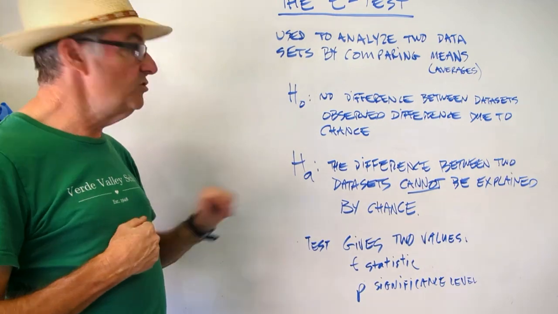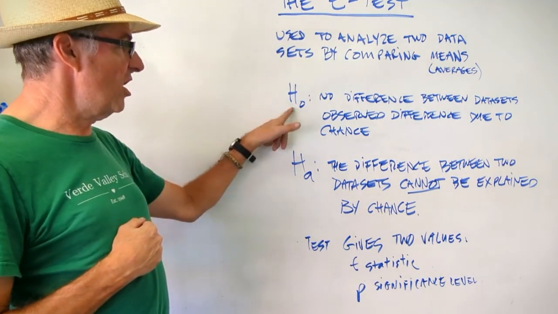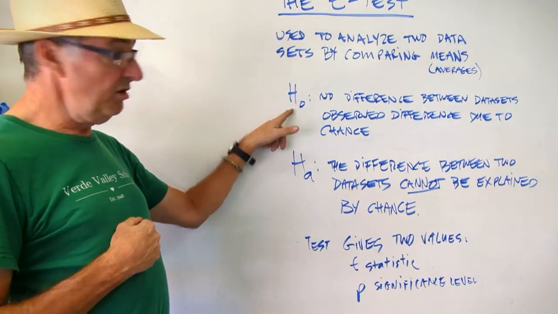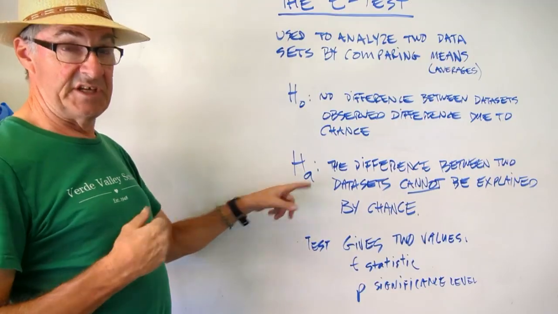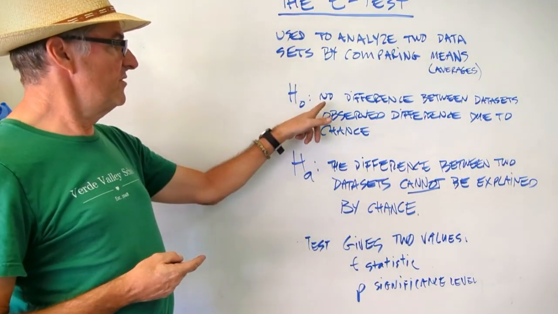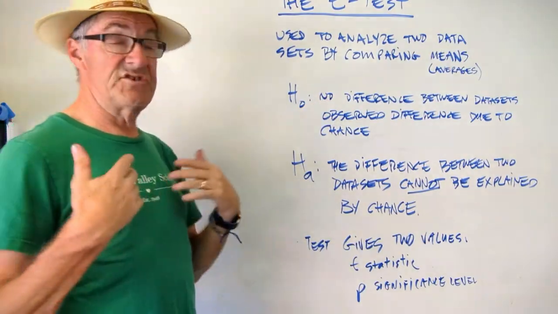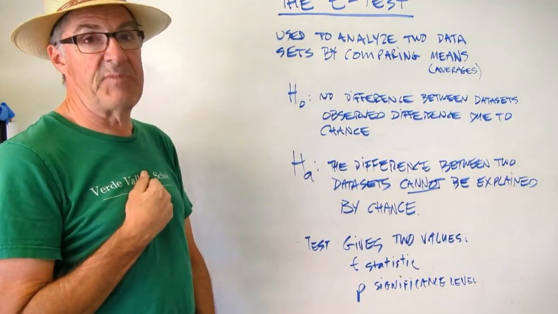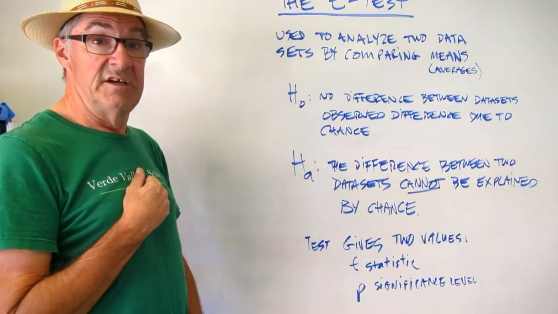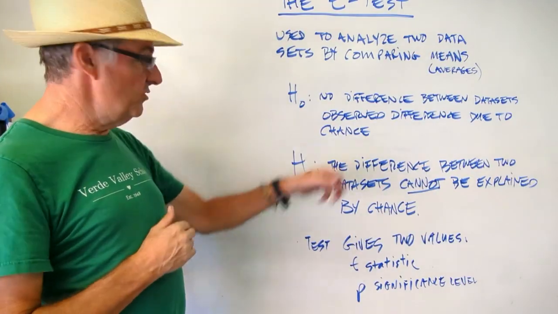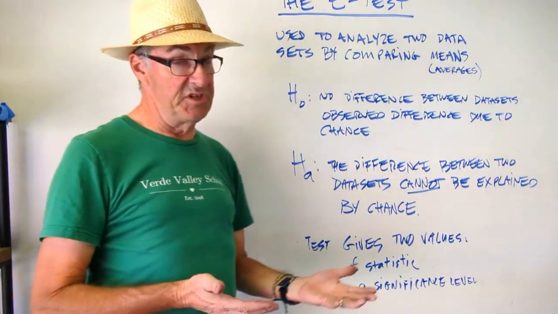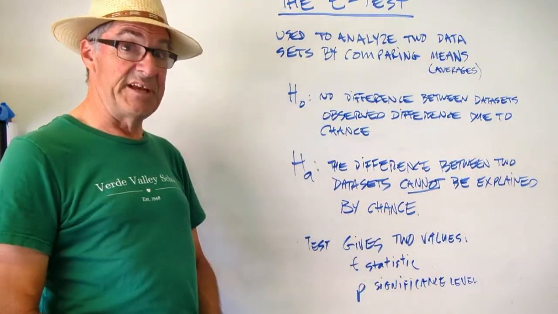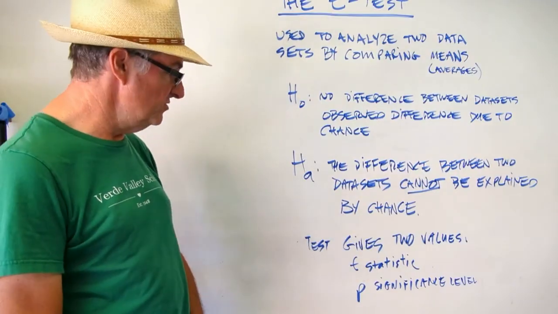I just want to review our HO and our HA, our hypotheses, the null and our alternate hypothesis, something's different. So the HO is just there's no difference between the data sets. Any little differences can be explained by chance or by probability. And our HA is that the difference between 2 data sets cannot be explained by chance, which makes sense. That's how we do that.